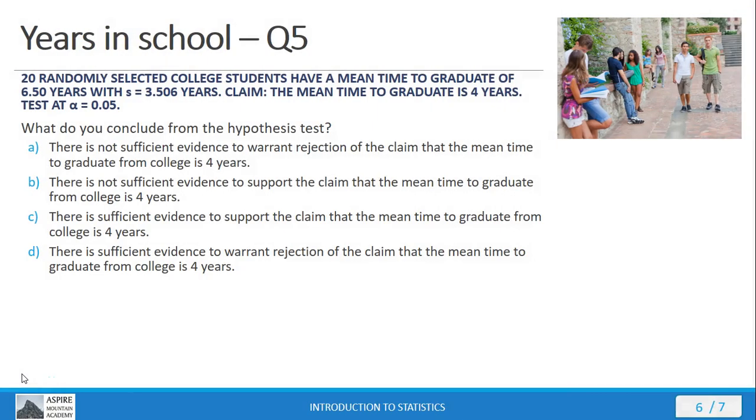What do you conclude from the hypothesis test? We look at what we have with our hypothesis test. We rejected the null hypothesis, so there is sufficient evidence. So it's going to be C or D. And then we have a two-tailed test, so that means we warrant rejection of the claim. That means we're going to select answer option D.